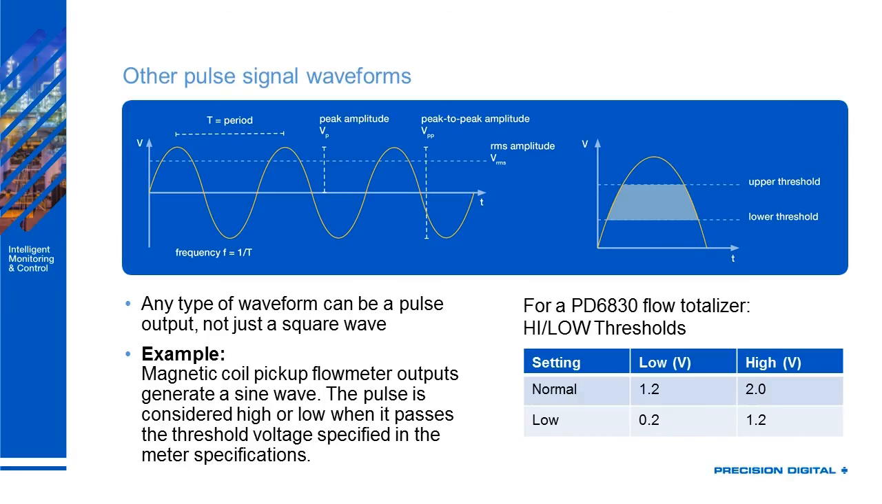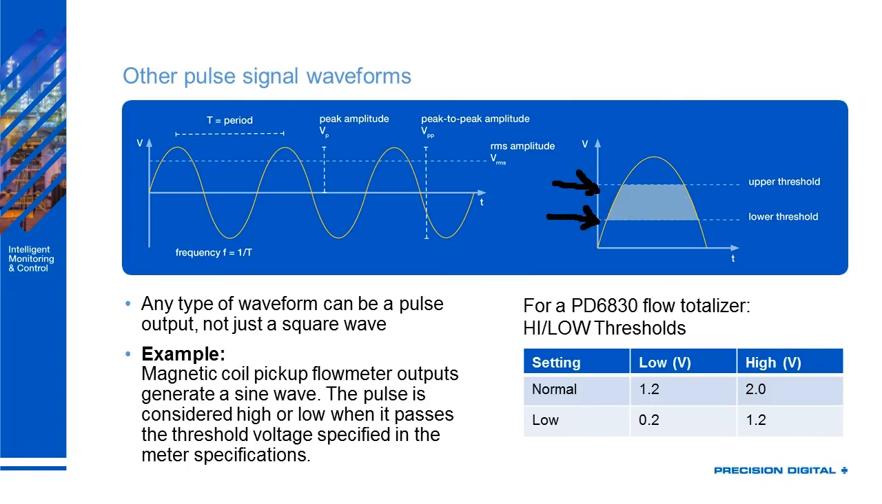What you see here on the screen is the type of waveform you might have generated out of a magnetic coil pickup flow meter. You can see it's not a square wave, it's an AC sine wave. But the electronics in pulse devices are capable of turning this into something that can be read out as pulses. And the way it does that is with thresholds. So in this case, you're going to have an upper threshold, and you're going to have a lower threshold. And the threshold is a voltage level.